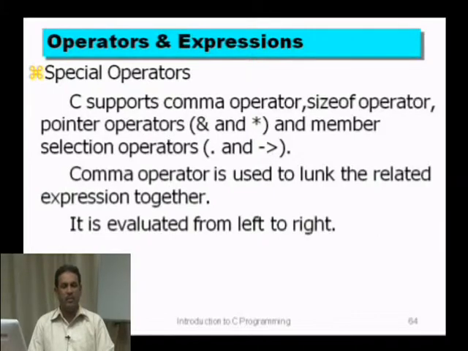Suppose there are many variables. You are declaring integer i, j, k, l, m, n. All these are variables, and those variables will be separated by a comma operator. Or integer sum, total: between the variables you use an operator to differentiate them. Yes, the comma operator is used to link related expressions together. It is evaluated from left to right.